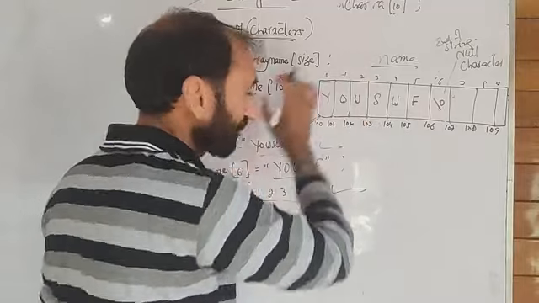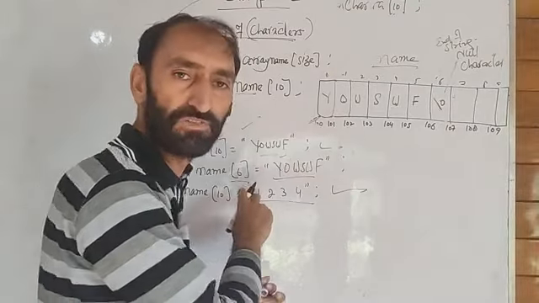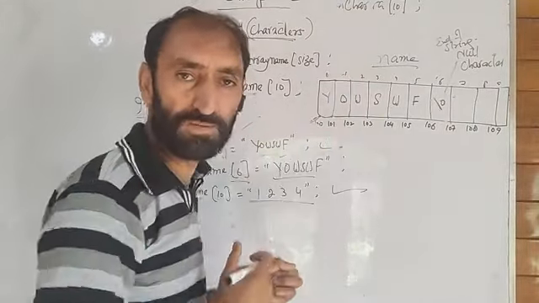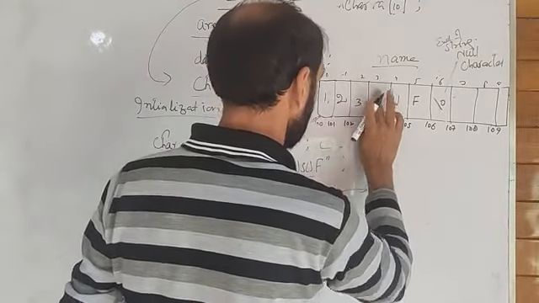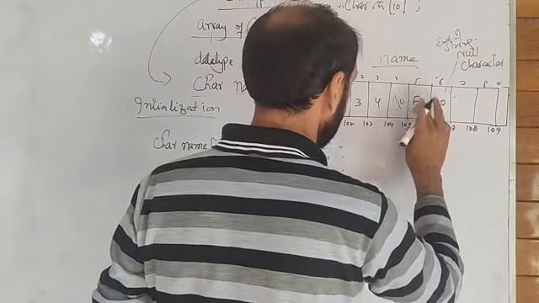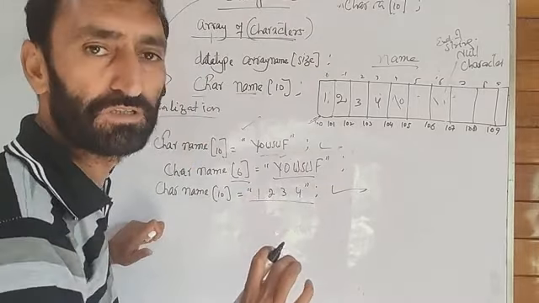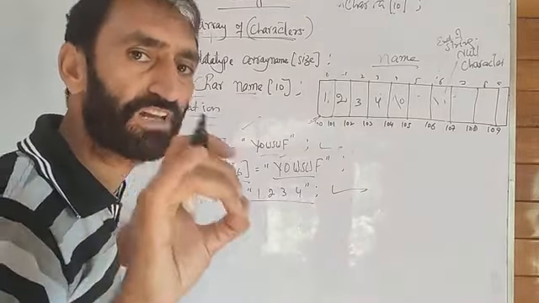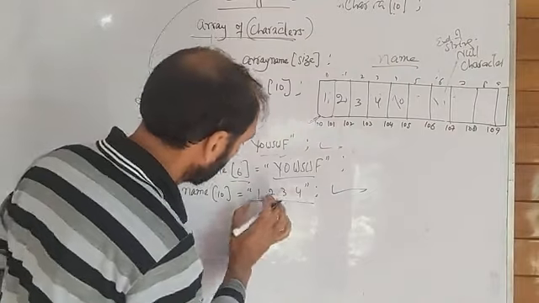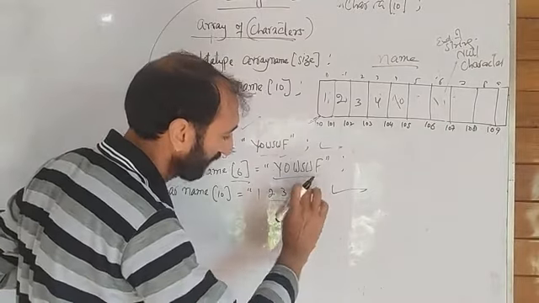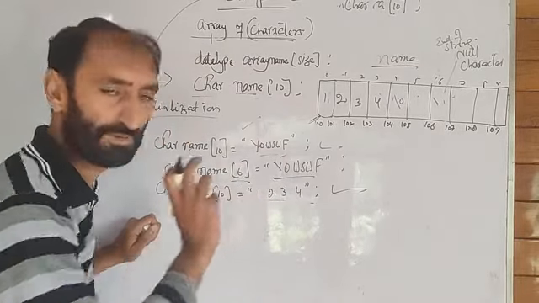Anything in double quotes is considered a string by the compiler. The ASCII values will get stored in the memory, one, two, three, four, and at the end, the null character. So I can insert these numbers as well, but we have to put them in double quotes.